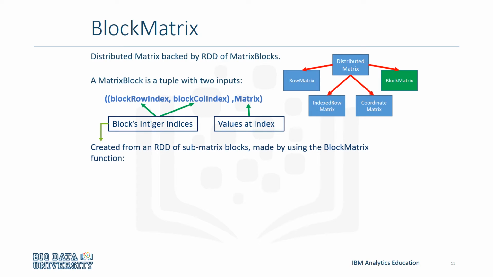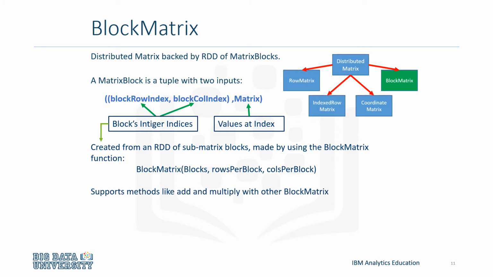To create our block matrix from an RDD of submatrix blocks, we use the block matrix function. Each matrix block contributes 3 inputs into our block matrix function. First is the block's input, which represents its indices and matrix values. Next, there are the rows per block input and the cols per block input. These 2 inputs define the number of rows and columns, respectively, contained in each block. Therefore, these 2 values determine the size of the matrix.